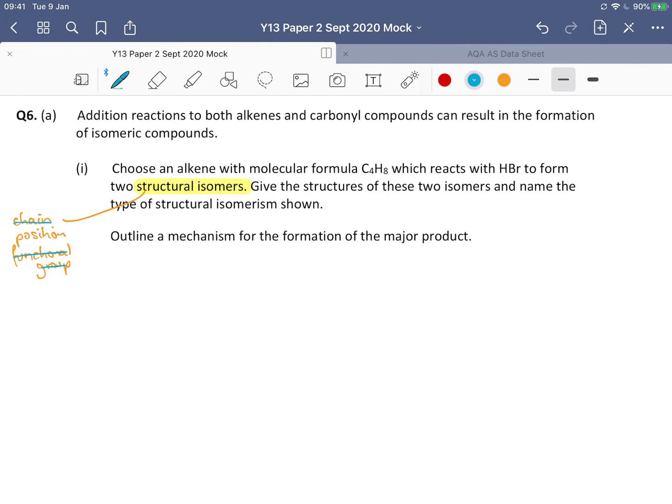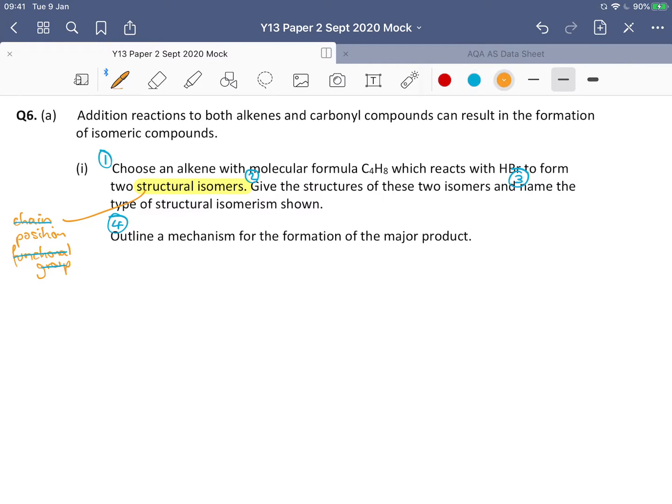And then outline a mechanism. So let's number the things we have to do. We have to choose an alkene with a molecular formula that reacts with HBr to form 2 structural isomers. We have to give the structures of these 2 isomers. We have to name the type, and we have to outline the mechanism.